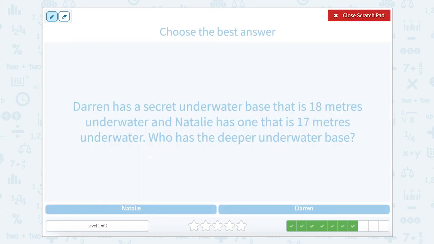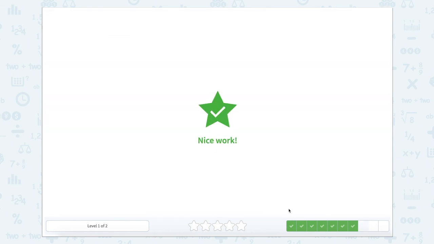Well, we know that Darren's water base is 18 meters. And it says that Natalie has one that is 17 meters. So we already know what Natalie's is, 17. So which one is deeper, 17 or 18? Well, 18. So Darren has the deeper underwater base.